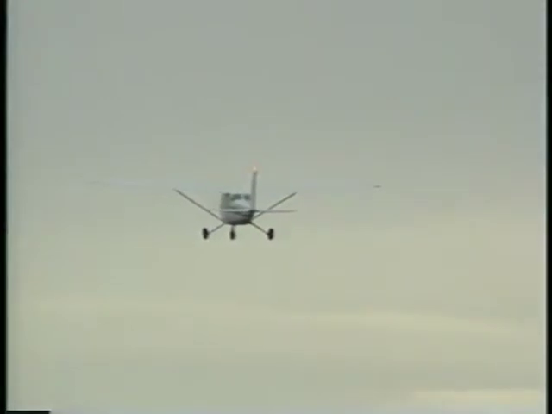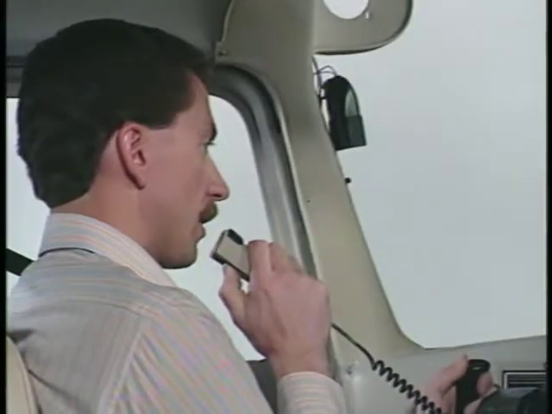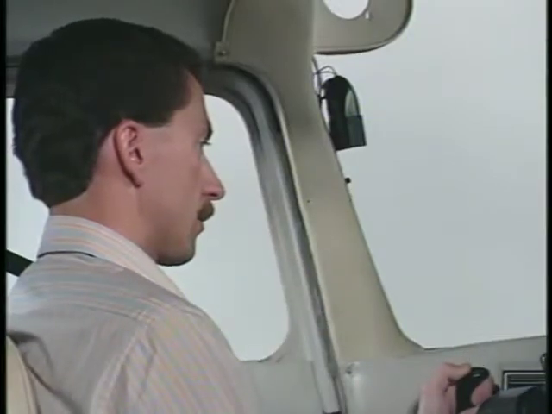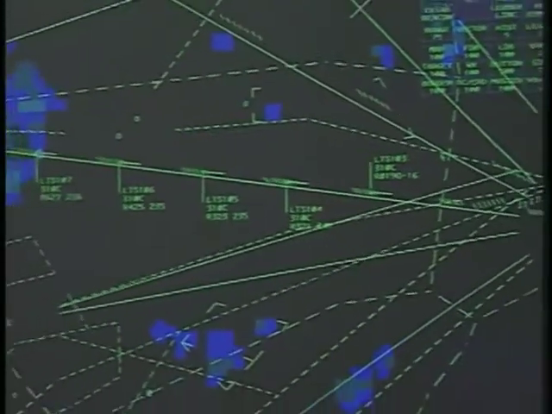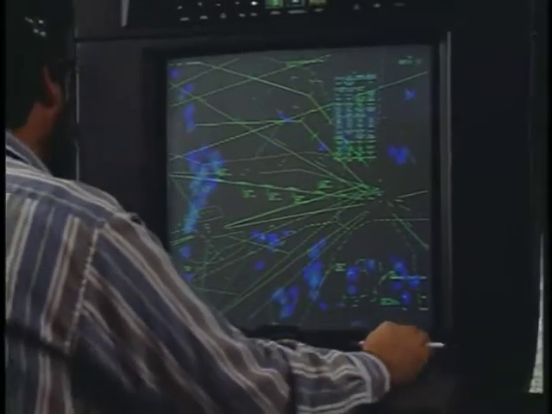After changing to the departure frequency, your initial call should include your ID, current altitude, and the altitude to which you're climbing. "Departure, Cessna 52241, 2,500, climbing to 5,000." By stating your current altitude, the controller can verify the accuracy of your Mode C transponder. "Cessna 241, roger, radar contact."